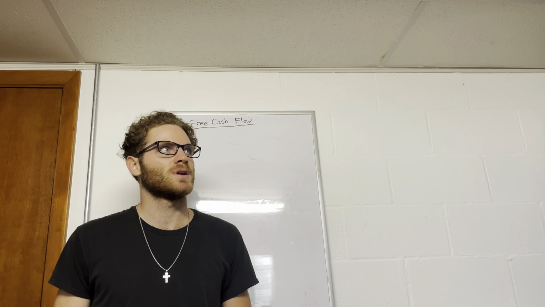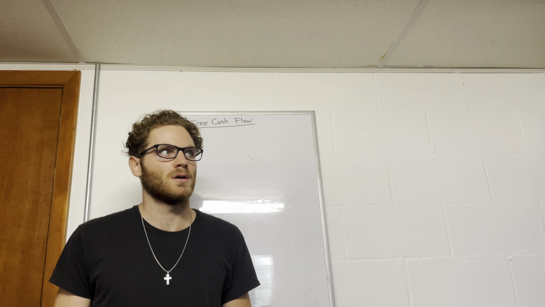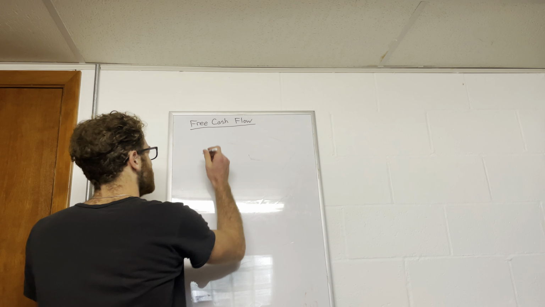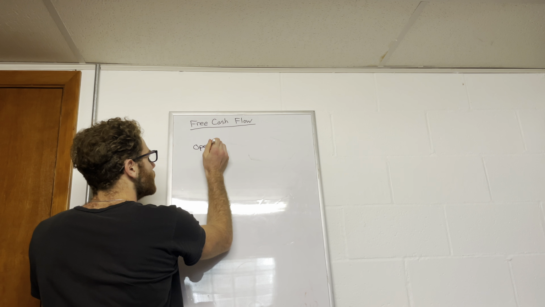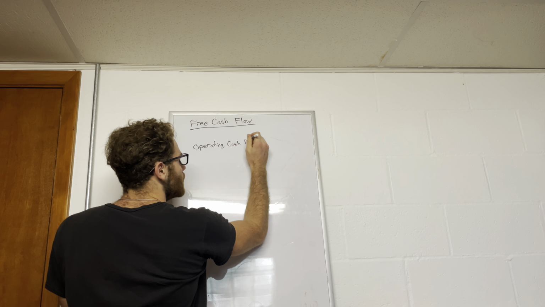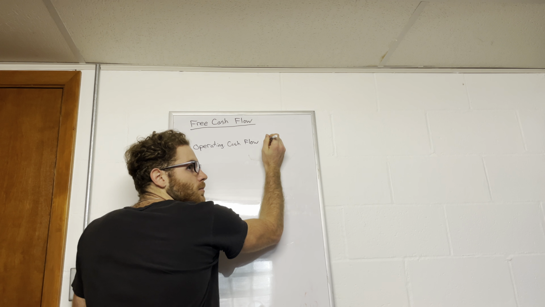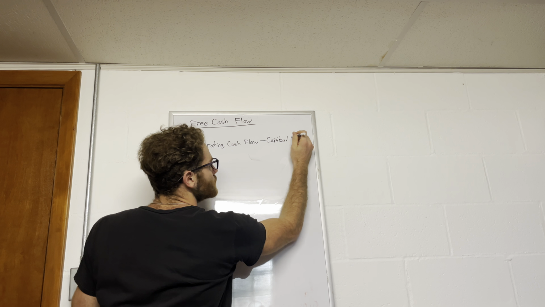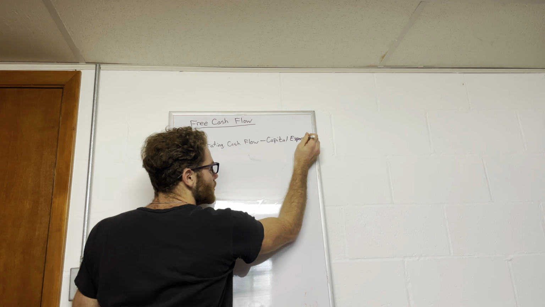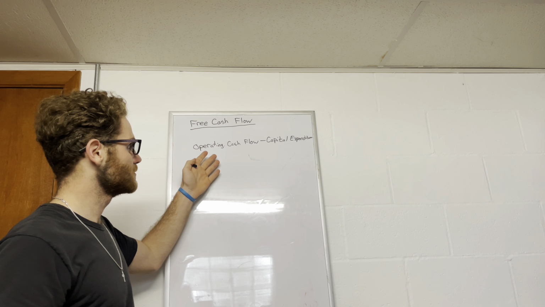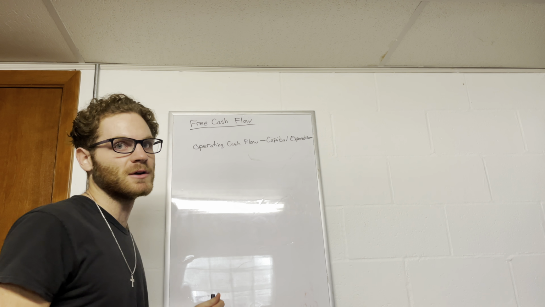And to calculate the free cash flow projection, free cash flow is operating cash flow minus capital expenditures. This looks simple here, but it gets broken down. Specifically, operating cash flow gets broken down into numerous pieces.